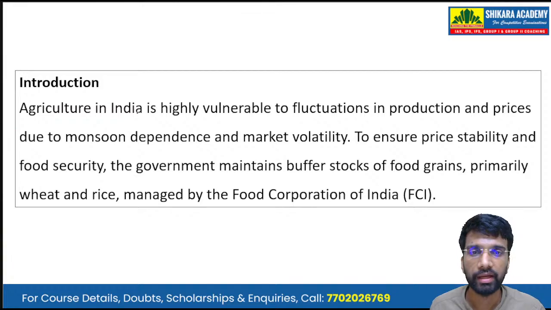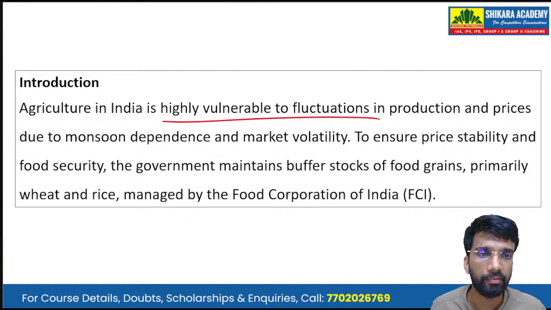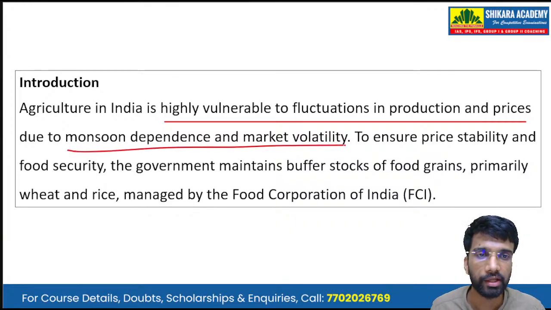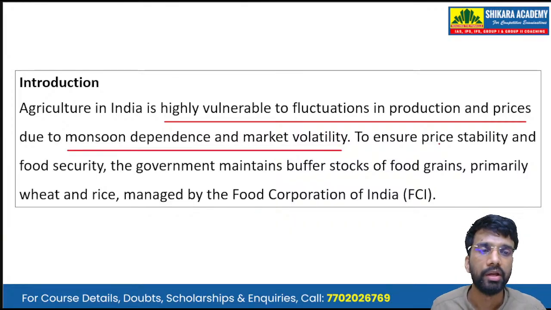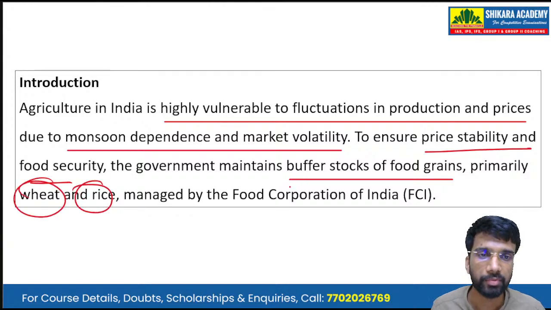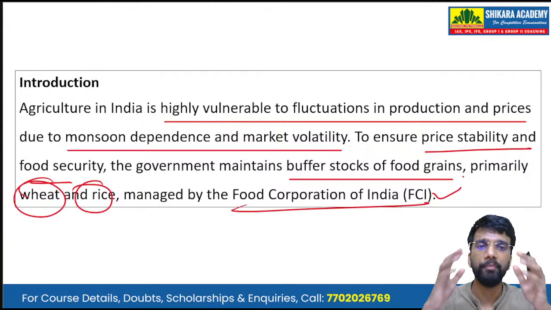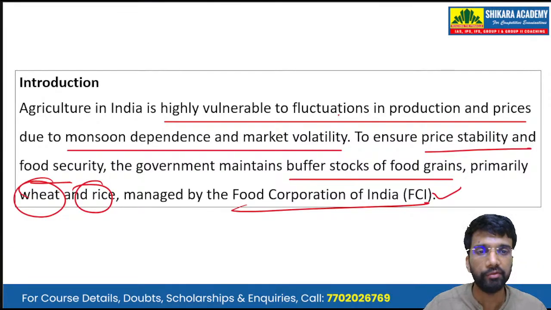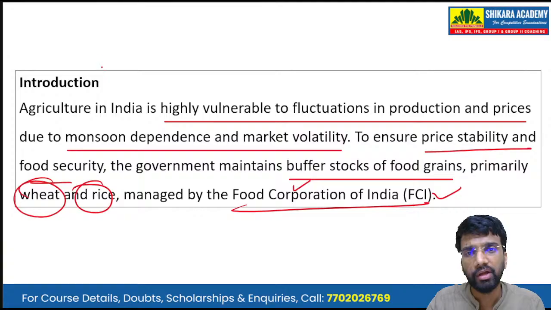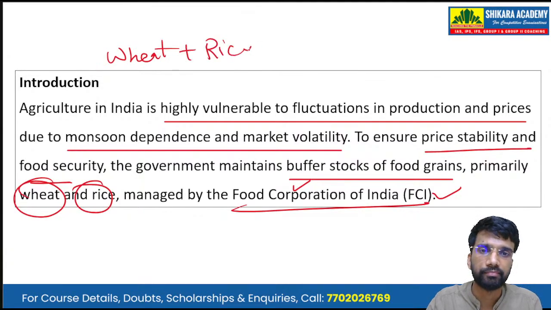Starting with the introduction: agriculture in India is highly vulnerable to fluctuations in production and prices due to monsoon dependence and market volatility. Now, to ensure price stability and food security, the government maintains buffer stocks of food grains, primarily wheat and rice, managed by the Food Corporation of India. So, who manages the buffer stocks? That is the Food Corporation of India. And the buffer stocks primarily comprise two grains, that is wheat as well as rice.